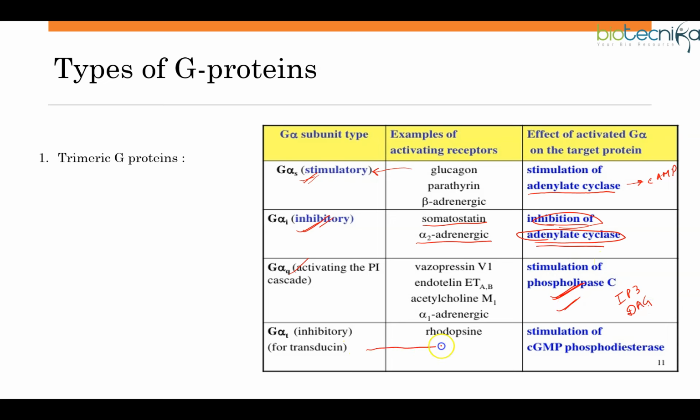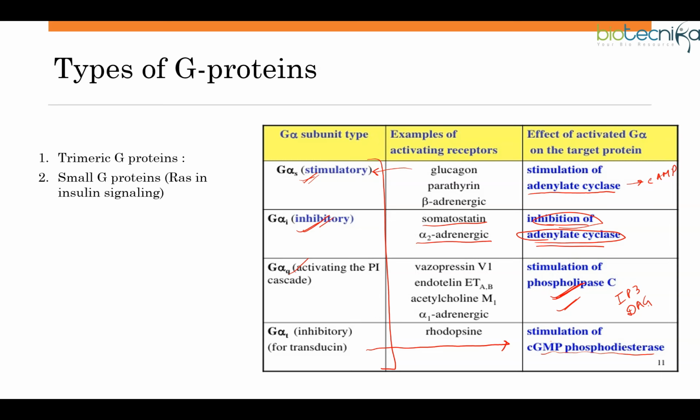And this is another one which we see in rhodopsin, stimulation of cGMP phosphodiesterase. For the CSIR exam, all these processes you have to study individually. Hence I said, if you are attending the biotechnical classes, then each one of them will be dealt with in detail, because all of them are important and questions come regularly from this topic in the CSIR exam.